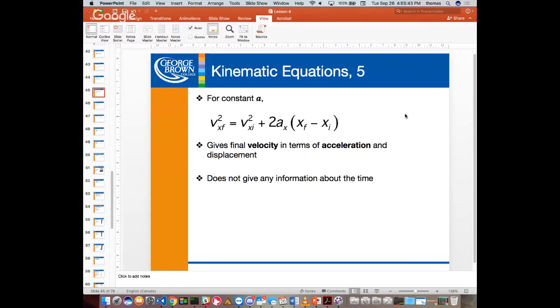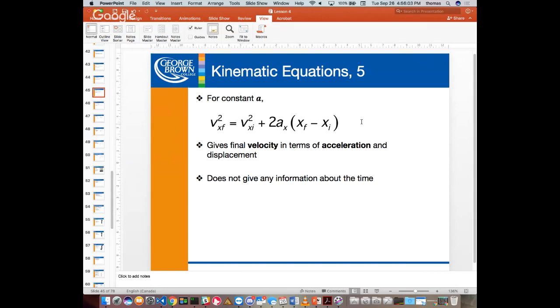Okay, kinematic equation number 5. Now, it's the same equation for acceleration, but notice that there isn't any time value. This is interesting because sometimes we don't have the time value. We don't know how much time has elapsed. And we want to be able to figure out acceleration or velocity without a time, right?